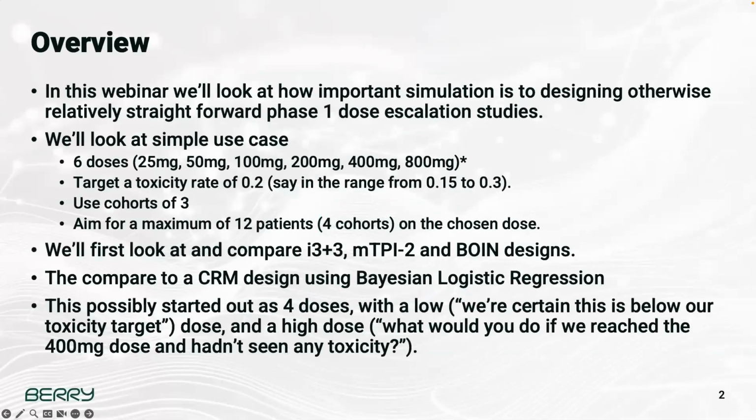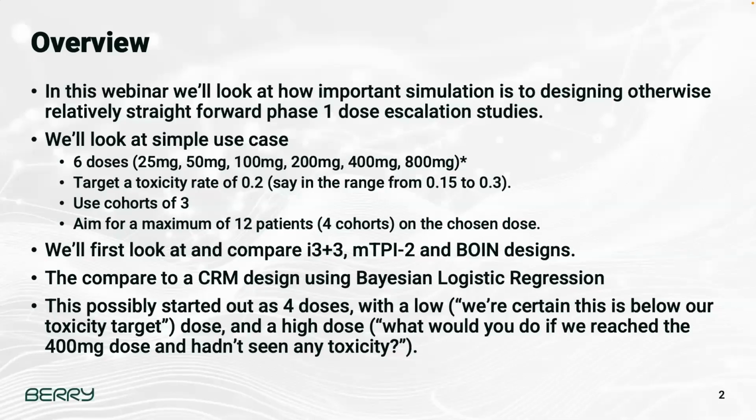So what we're going to do is pick a simple use case, a simple example. I'm going to look at a phase 1 study where the remit is to study 6 doses from 25 milligrams up to 800 milligrams. And quite possibly how this came about was initially the team said, well, there's 4 doses we want to study, 50, 100, 200, and 400.